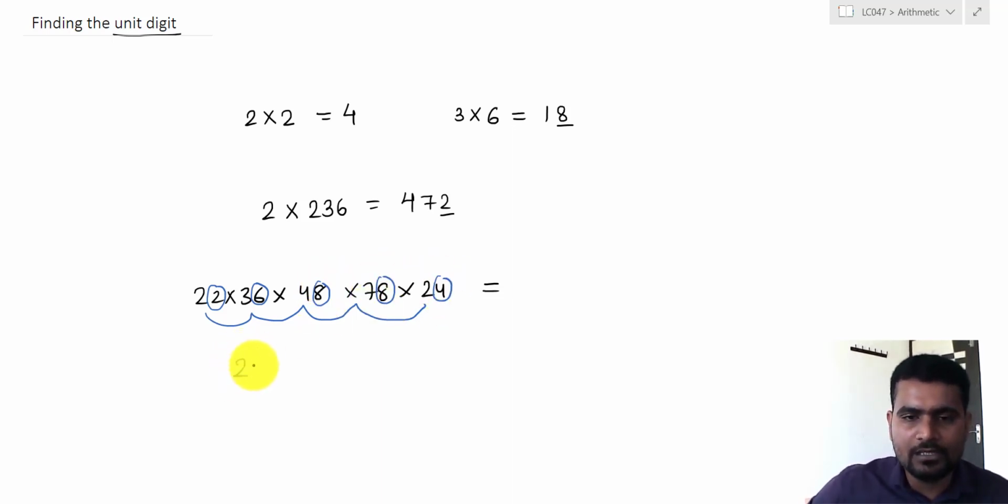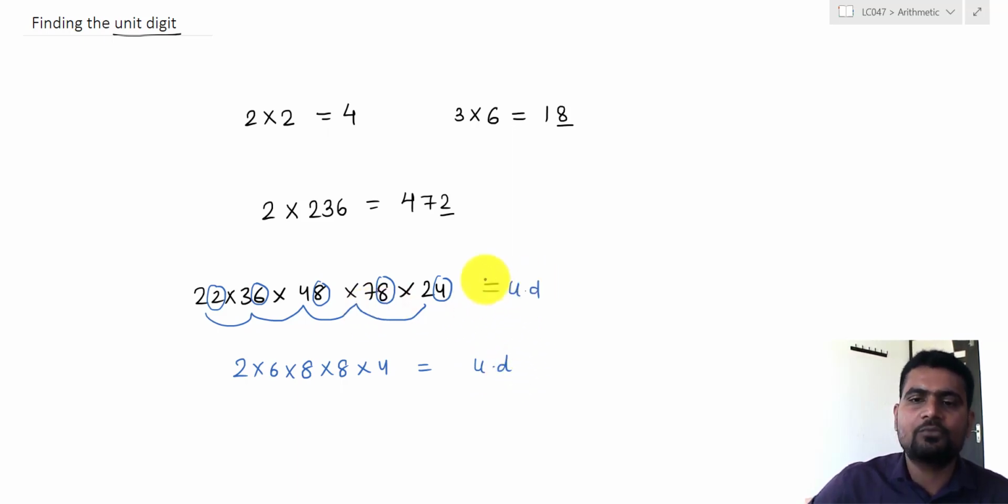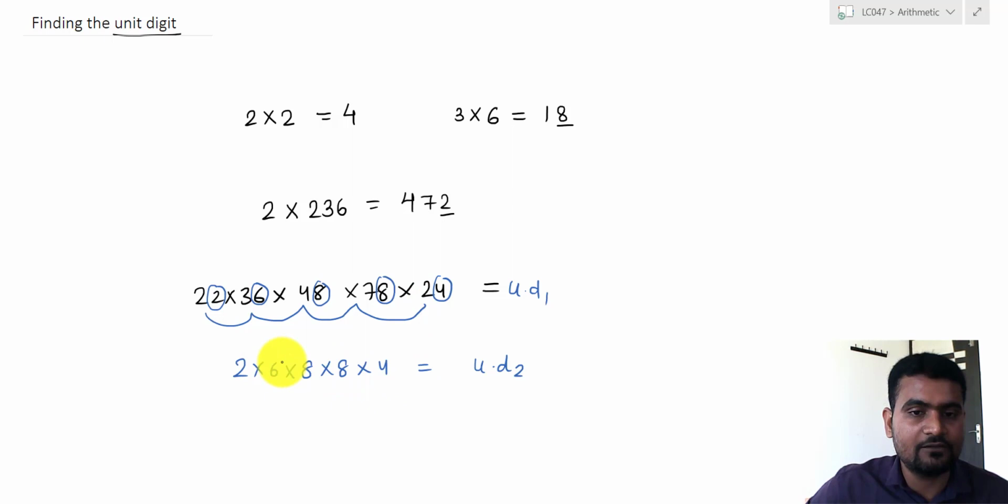So if you multiply only these numbers, 2 into 6 into 8 into 8 into 4, you will be getting the same unit digit as you will be getting in this product. Means the unit digit in the first one and second one will both be the same. And when I'm saying only the unit digit will be the same, not the product, because this product will be less and this will be high.